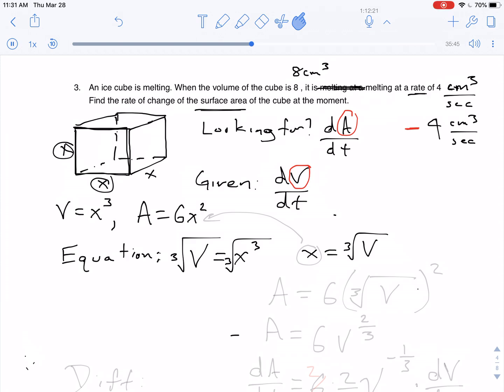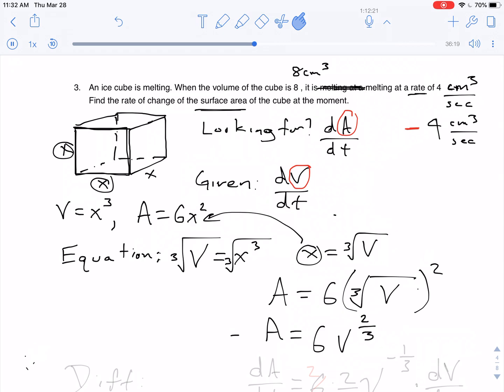We got x's. What we can now do is substitute in x for that x up there and say that the area then equals 6 times the cube root of V, all squared, because x is being squared. So simplifying this a little bit, I get A equaling 6 times V to the 2/3 power.